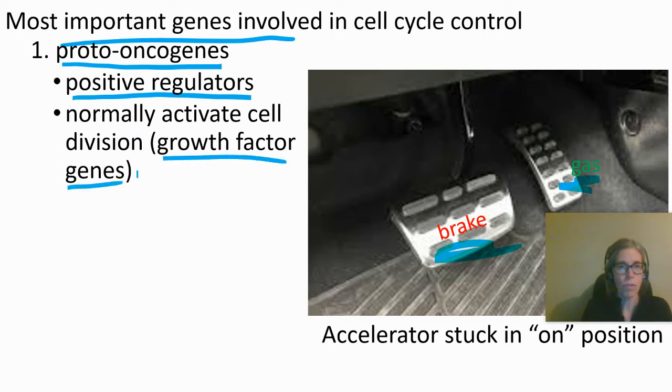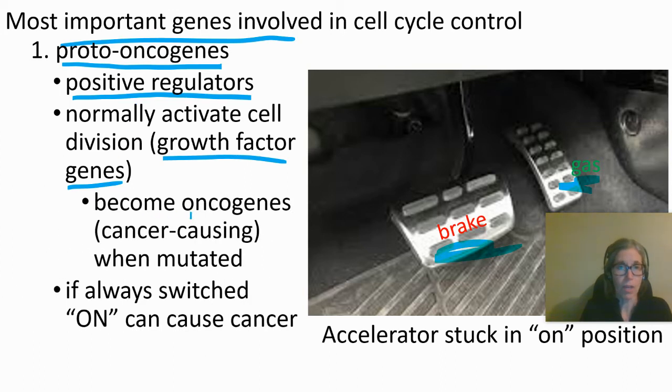They're either growth factor genes or something involved in the signal transduction cascade that involves growth, maybe turning on a certain cyclin or developing one. If there's a mutation in a proto-oncogene, it becomes an oncogene. So think oncologist is the doctor who studies cancer. Oncogenes are cancer-causing genes when they're mutated. So the normal one is a proto-oncogene, and if it becomes mutated, it's an oncogene.